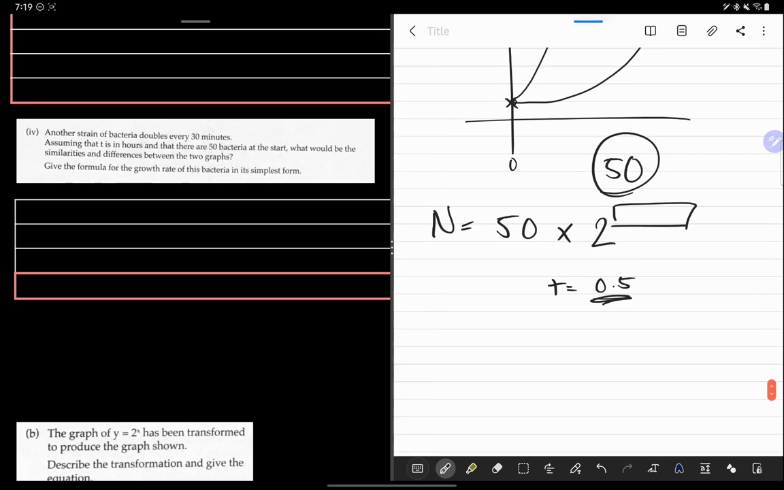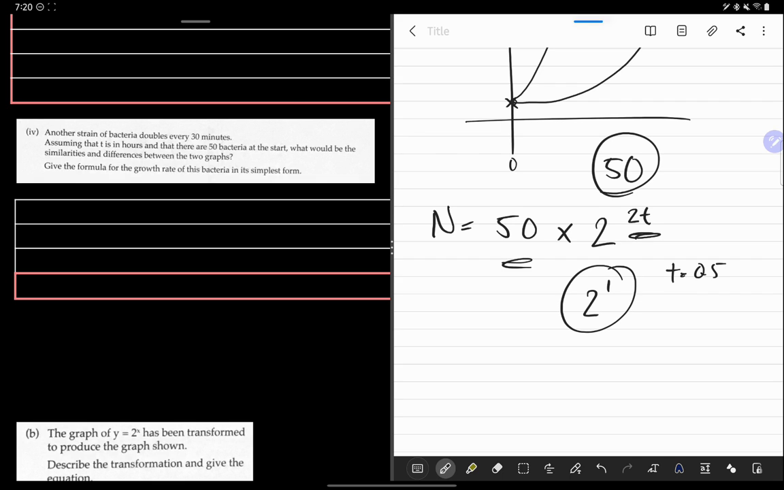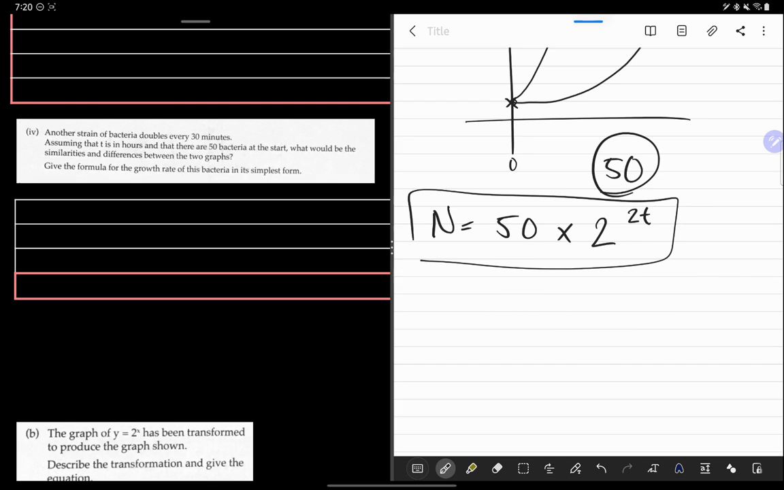So for this one, I would probably go for something like t times 2, or 2t, right? Double t. Because in this way, if t is a half, which is 30 minutes, it's 2 times a half, which is just 1. So yes, effectively at t equals 0.5, it has doubled, because we're going to times 50 by 2. So there you have it. Boom.